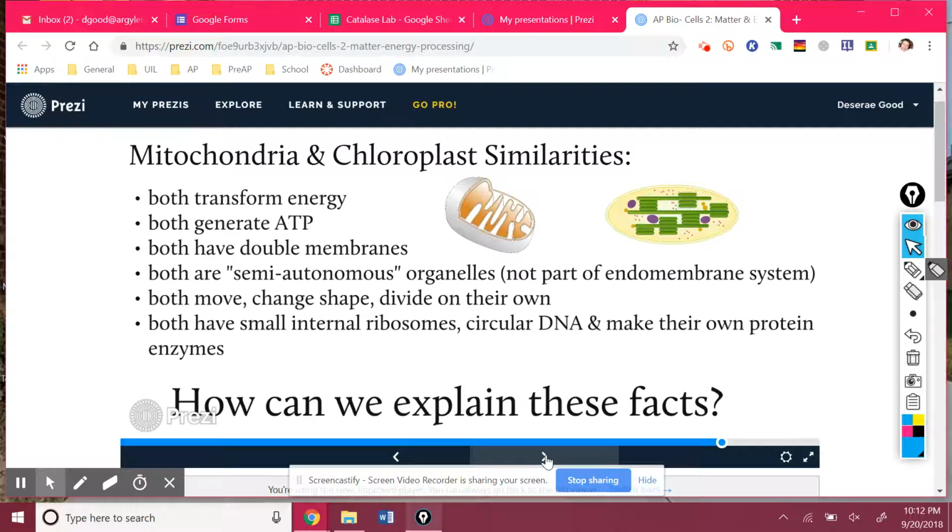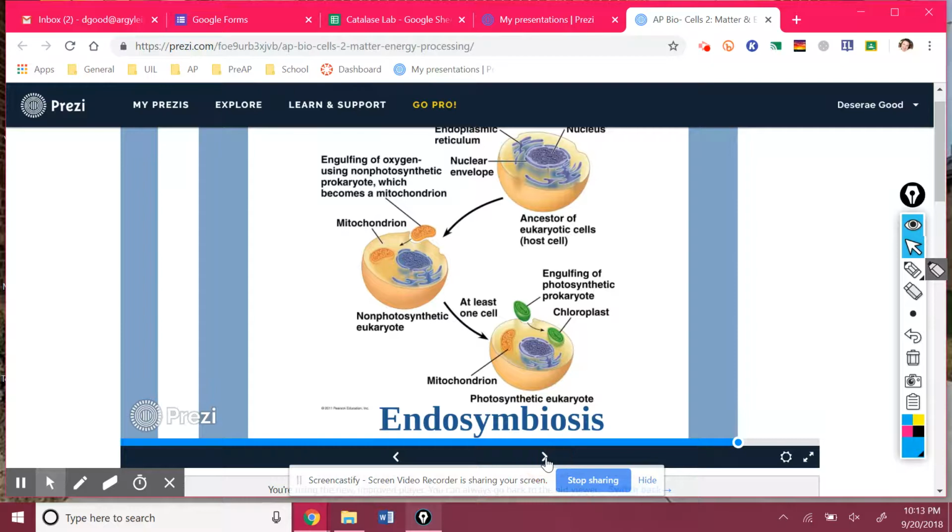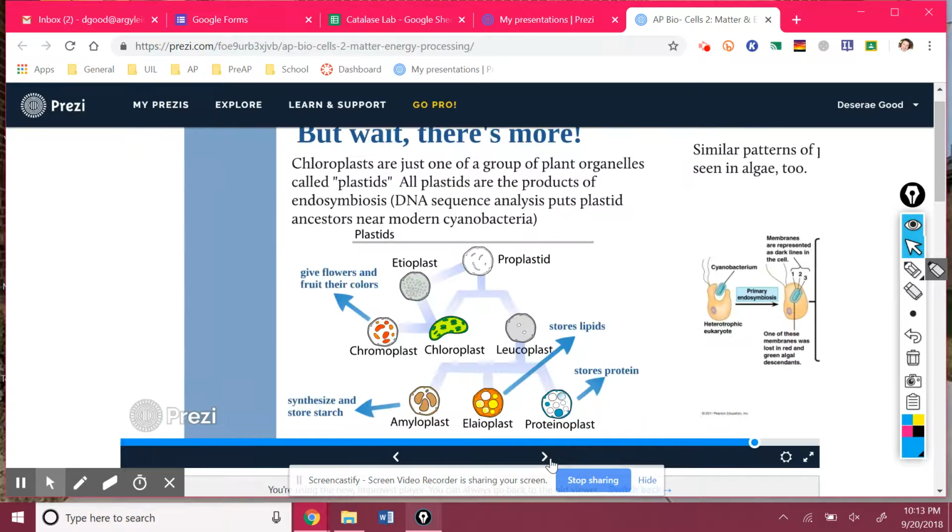Why do we think this? They both can make their own energy. They both have double membranes. They both have their own DNA. They have their own ribosomes. They can make their own protein. And they can replicate separate from the cell. Things that our other organelles can't do. So it's just super unique. So be able to tell me what endosymbiosis means, the engulfment of early prokaryotes that eventually became our mitochondria and chloroplast. Again, it's a theory, but man, that's really one well-supported theory, right?